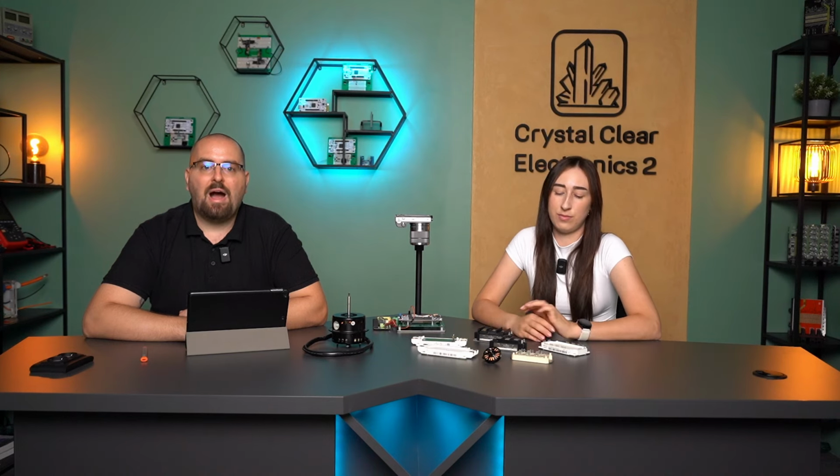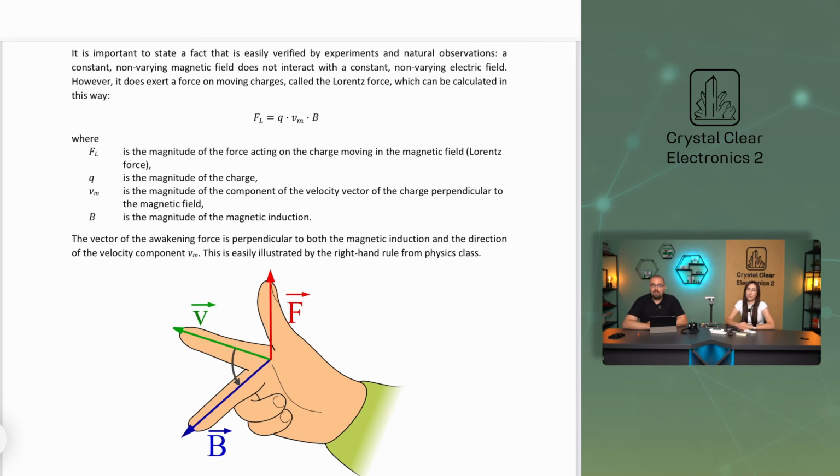It's important to state a fact that is easily verified by experiments and natural observations. A constant, non-varying magnetic field does not interact with a constant, non-varying electric field. However, it does exert a force on moving charges, called the Lorentz force, the magnitude of which can be calculated by multiplying the magnitude of the charge by the magnitude of the component of the charge's velocity vector that is perpendicular to the magnetic field and the magnitude of the magnetic induction vector.